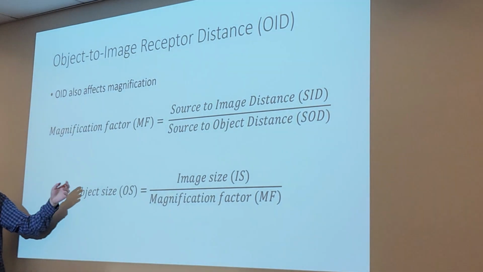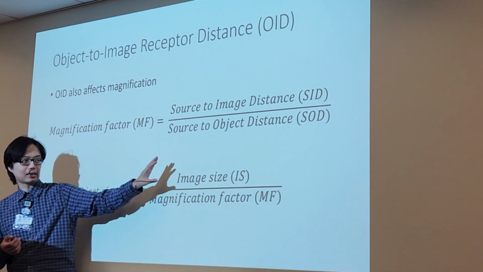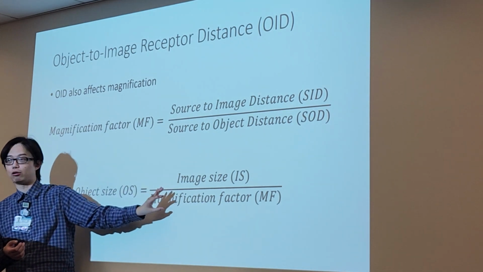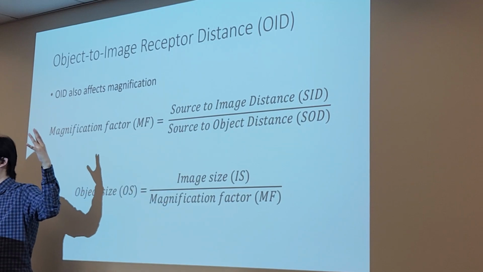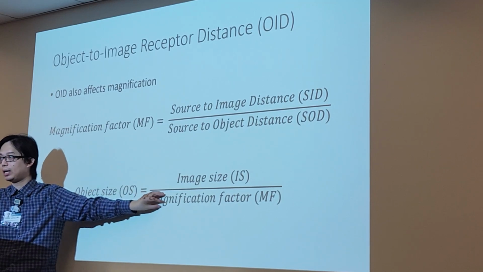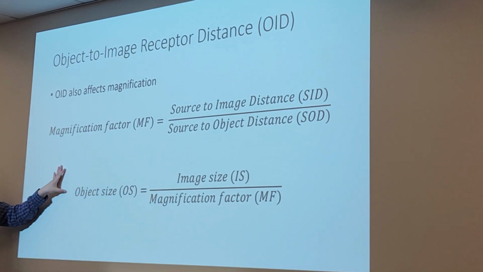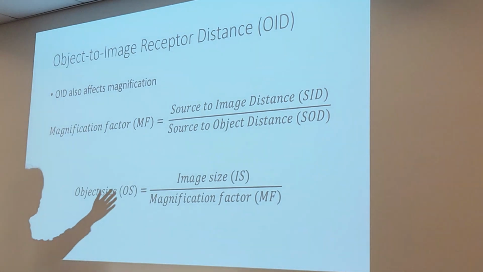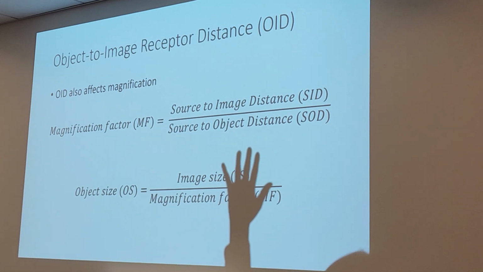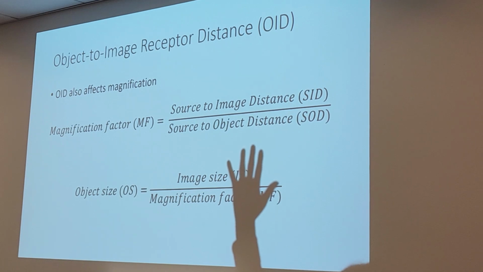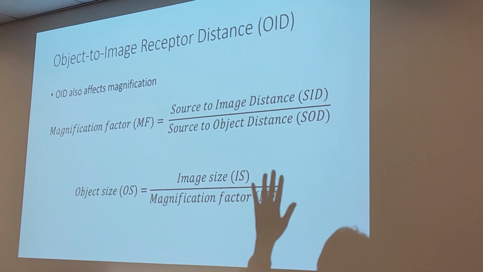So to find out the actual size of the object, we need to take that image size and divide by our magnification factor. The image size looks bigger than it is. We need to divide by whatever's making it bigger, and that gives us our true size, object size. For example, if I've got my hand here, my hand looks a lot bigger over there on the wall. If I can measure the size of the shadow on the wall, I can divide by my magnification factor, and that'll tell me how big my hand actually is.